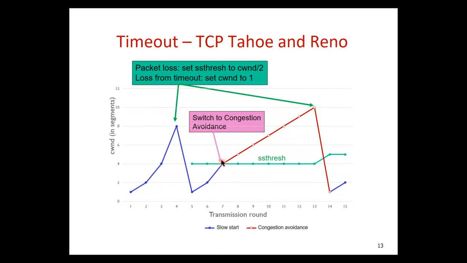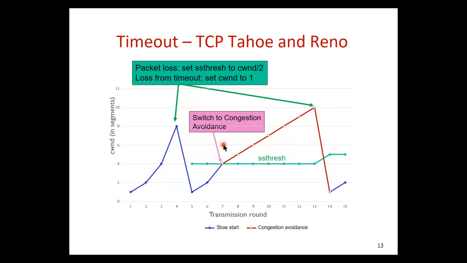The reason why, after it has experienced a loss, it will exit slow start and switch to congestion avoidance at half the value of CWND is that if it stayed in slow start, then we can see that after one round trip time, at transmission round 8, CWND will be 8, right? We are at 4, so if we have one more round trip time, it will be double. It will be 8. Now the sender knows from the past that at CWND value 8, there was a loss.